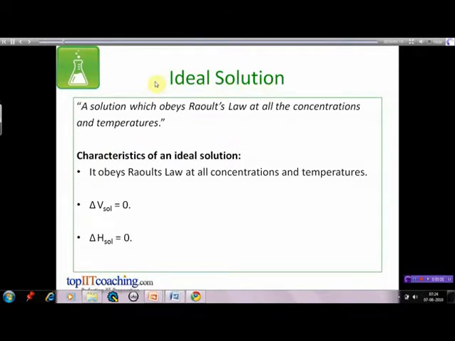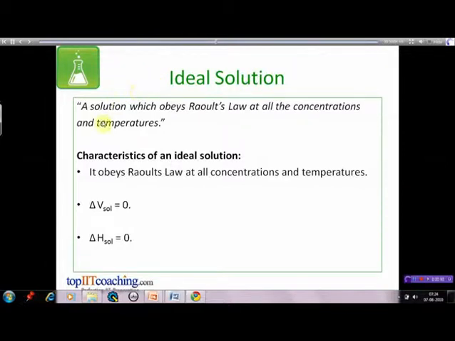An ideal solution can be defined as a solution which obeys Raoult's law at all concentrations and temperatures. I hope you remember Raoult's law, which we discussed in the last chapter. According to Raoult's law, the vapor pressure of a solution containing a non-volatile solute is proportional to the mole fraction of the solvent present in the solution. Now it's quite evident, because we can deduce that there will be no contribution by the non-volatile solute to the vapor pressure of the solution.